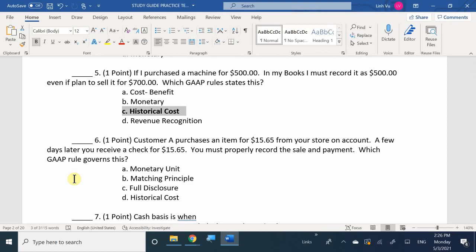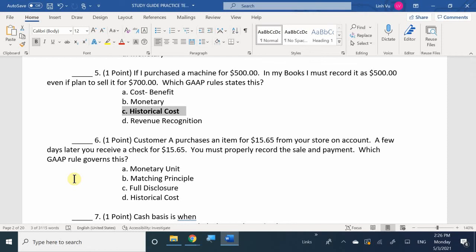I'm not telling you that I purchased these assets at a lower cost. In this case, I recognized that I made a sale for $15.65. That means the person that pays me must pay me $15.65, no more, no less, and I need to record it. So in this case, we're matching my sales to my payment. So B is the correct answer out of all the answers.